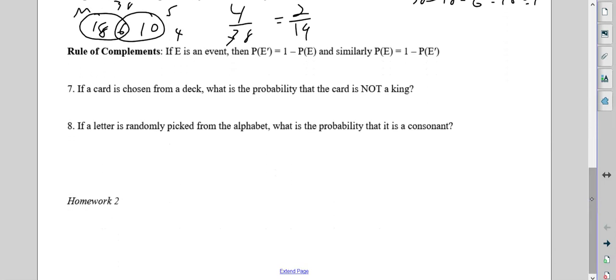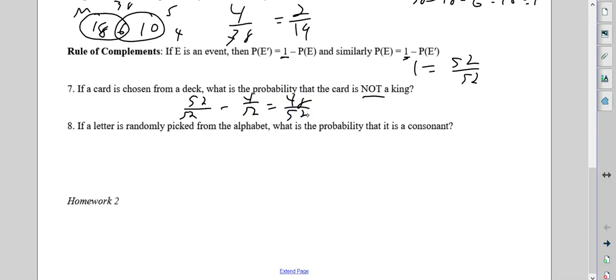All right. So last idea here is rule of complements. If E is an event, whatever the event is, then the probability of the complement, okay, is 1 minus the event. So if you think about here with the deck of cards, 1 is going to be 52 out of 52. That's 1. So that's representing our 1 here. Okay. So if a card is chosen from a deck, what's the probability that a card is not a king? So we take our 1 whole minus the probability of that event. There are 4 kings in the deck, meaning we have 48 cards left that are not a king. So that's 12 out of 13. So basically we're removing 1 king from each suit, so that's why it's 12 out of 13.